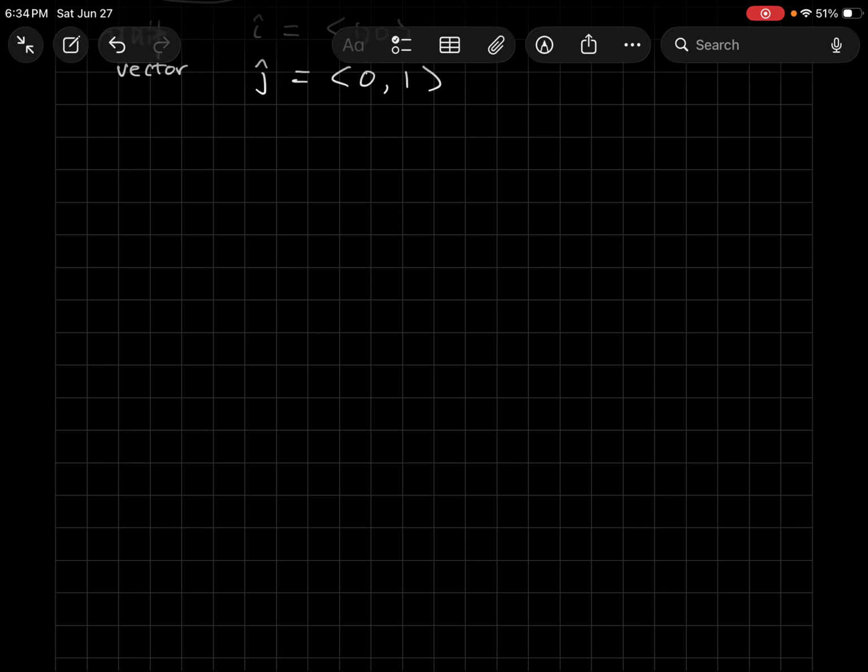Let's do another example of this. Let's draw the vector, let's say 3i minus 2j, and I'll call this vector u. I just want to reinforce the concept of the i and the j. So 3i says, let's go 3 in the i direction.